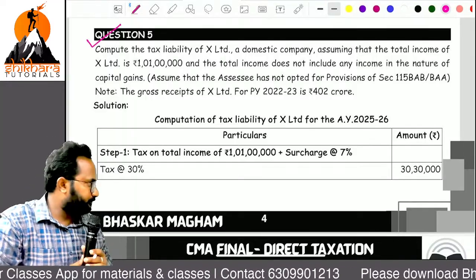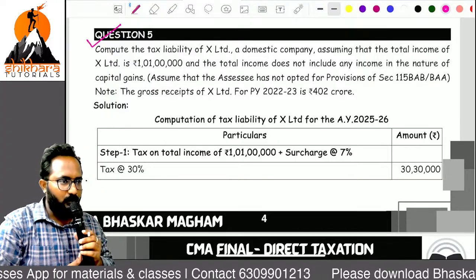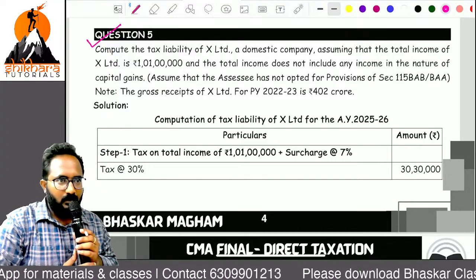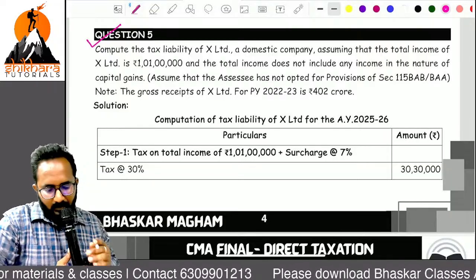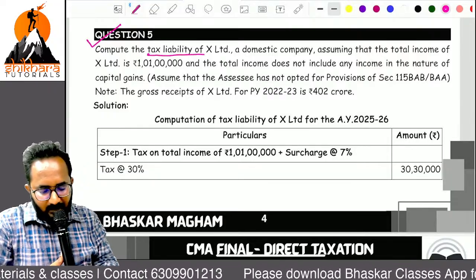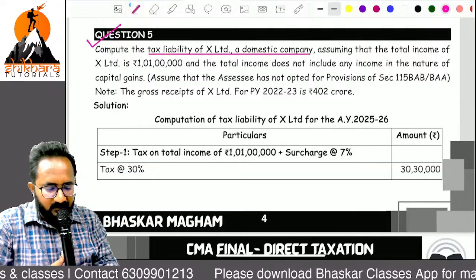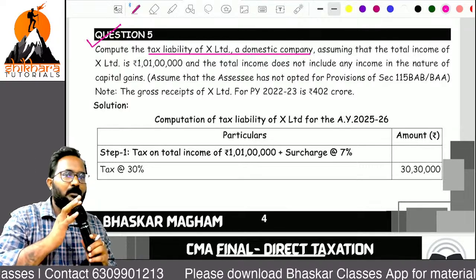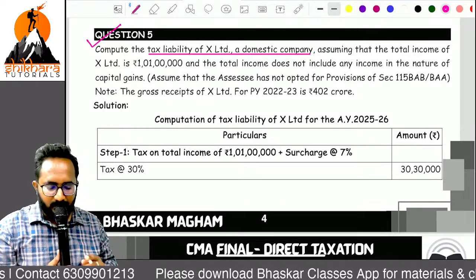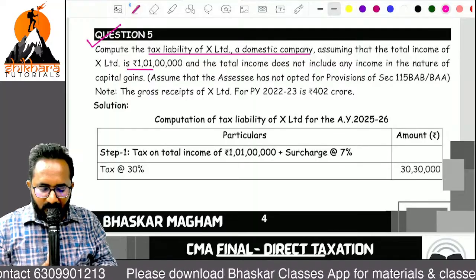Question number 5. Now you have to open a fresh page. But now they are asking the tax liability of X Limited. In which company is it? Domestic company. They have given the total income, how much?